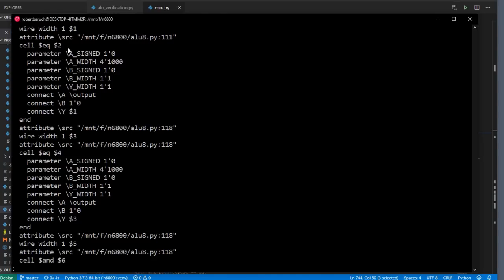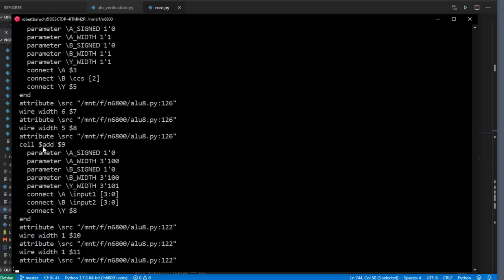I'm not sure what this is doing, but let's take a look at something else. Okay, here we go. This is a little more understandable. So here's cell add. The input A is 4 bits. Input B is also 4 bits. The output is, of course, 5 bits. And there is where you do the connection. So this is kind of like the net list. Input 1 and input 2 go to A and B, and the output goes to some unnamed wire called $8. So essentially, this is a 4-bit adder cell.